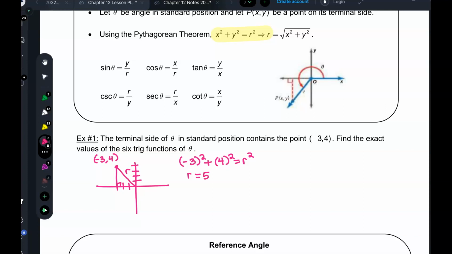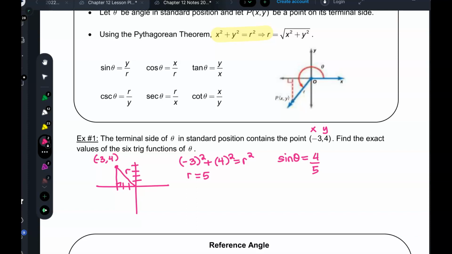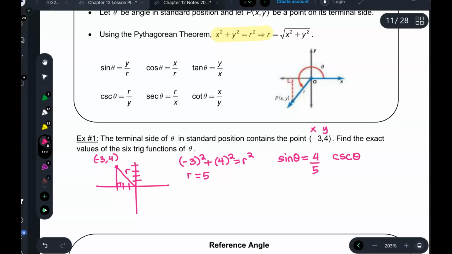So now we want to find sine of theta. Well, how did we define it? What's the y coordinate? 4. So 4 over 5. This was x, this was y, and we figured out r is 5. If sine is 4 over 5, we can find cosecant. What's cosecant? 5/4. Good.